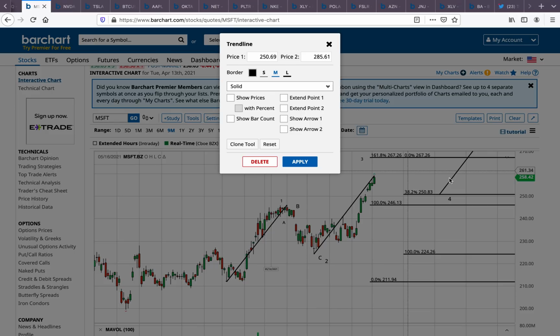That would take Microsoft to 285. Okay, so I just showed, no matter how you count this, we're looking to buy a dip in Microsoft and ride it to the 280s. So that's got to affect how you look at the rest of the stock market.